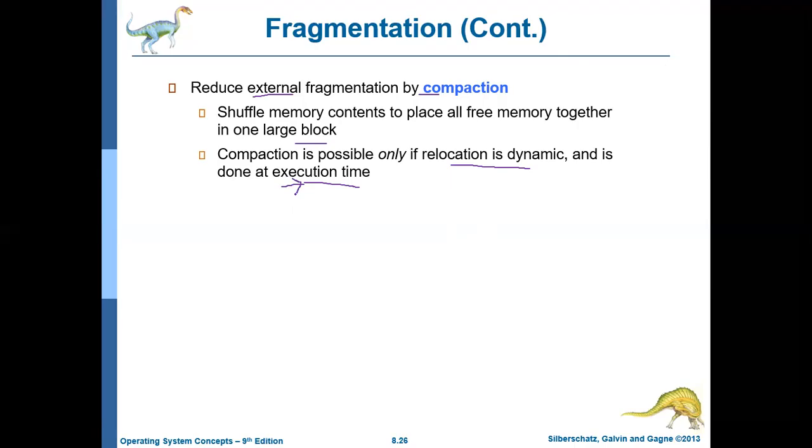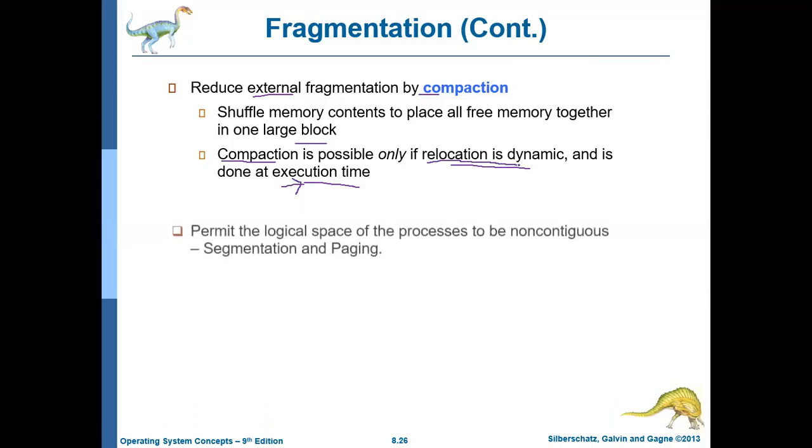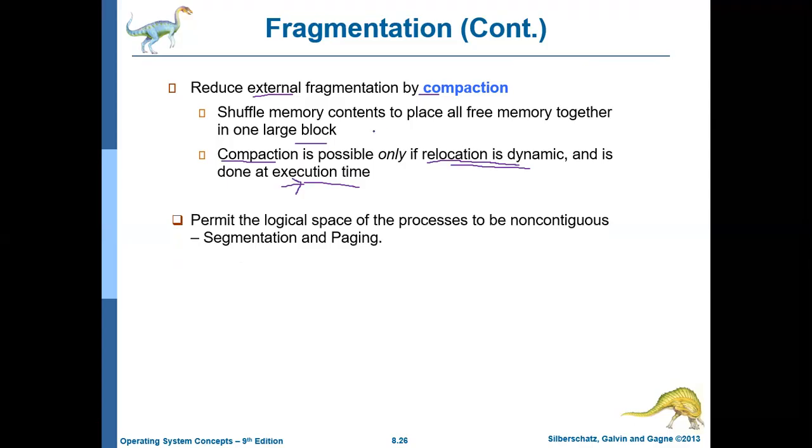So now you cannot change the addressing. The program itself, the process itself, will directly refer to the physical address. So in that way, compaction is not possible. Compaction is possible only if address binding is done at execution time. That is what is called relocation. Relocation is dynamic. Fine. There is also another way to avoid external fragmentation.